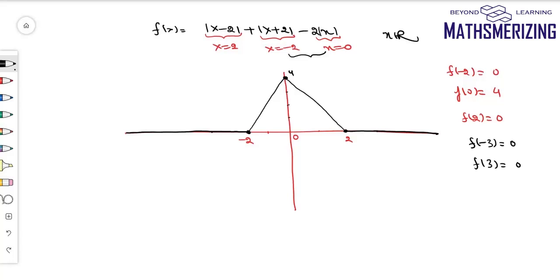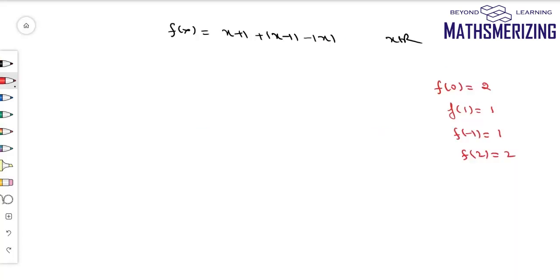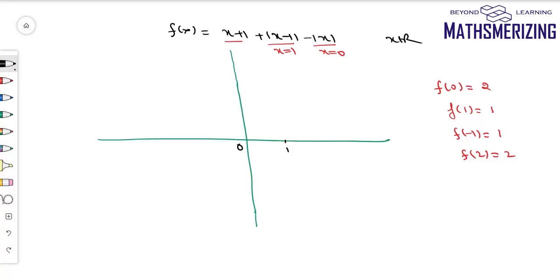Let me take another example. Suppose the function f(x) is |x + 1| + |x - 1| - |x|. Now for |x - 1|, the definition changes at 1, and for |x|, the definition changes at 0. Now I'll draw the axes and mark these 2 points. I'll find the value at 0. When x is 0, y is 2. So I'll mark the point. When x is 1, y is 1. So now I'll join these 2 points. I'll take up a point when x is less than 0. So when x is -1, y is +1. Again, I'll join these 2 points.